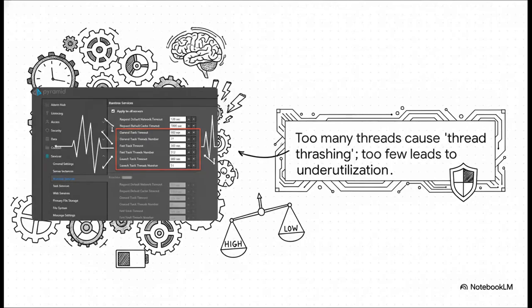And just to give you a little peek behind the curtain at how technical this gets, look at this. These settings control how many things the system can do at once. If you set that number too high, the system gets overwhelmed just trying to manage all the tasks. That's called thread thrashing. But if you set it too low, you're not even testing its full potential. It's this incredibly delicate balancing act just to get the test itself right.